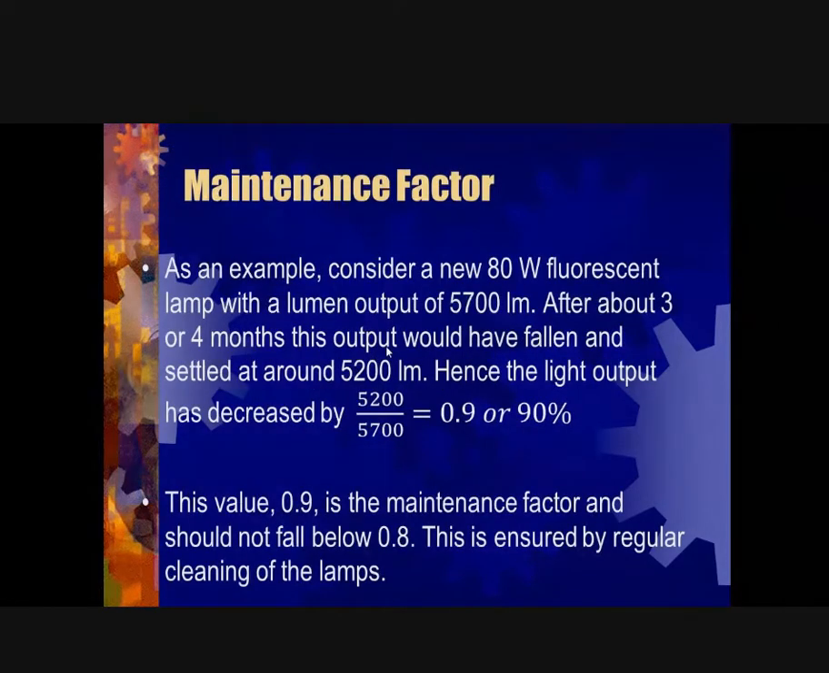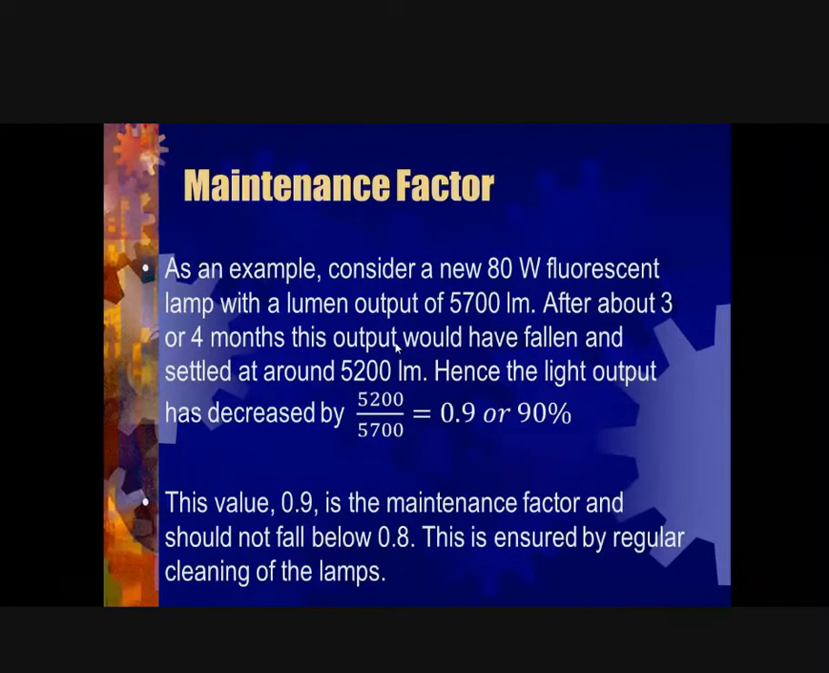Here I give you an example to show you what I'm talking about. Consider a new 80 watt fluorescent lamp. Remember, it's new, so the lumen output is going to be at its maximum, so hence it is 5,700 lumens.